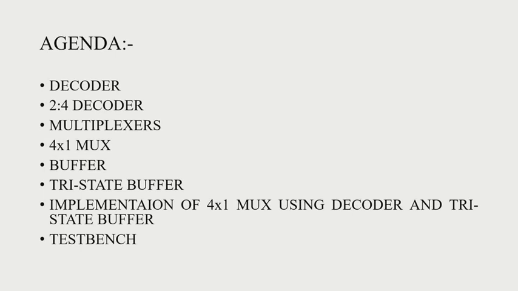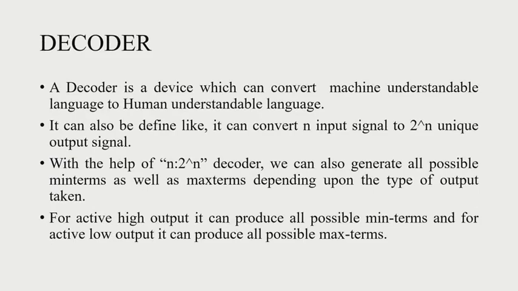So this is our course agenda. First we will talk about the decoder circuit, what the decoder does and the different types of decoders. Then we will go through multiplexers, and also the 4:1 multiplexer. Then we will talk about buffers, different types of buffers like tri-state buffers, and after that we will implement a 4:1 multiplexer using these decoders and tri-state buffers. Then we will go with the Verilog code for it. So let's start with the decoder.